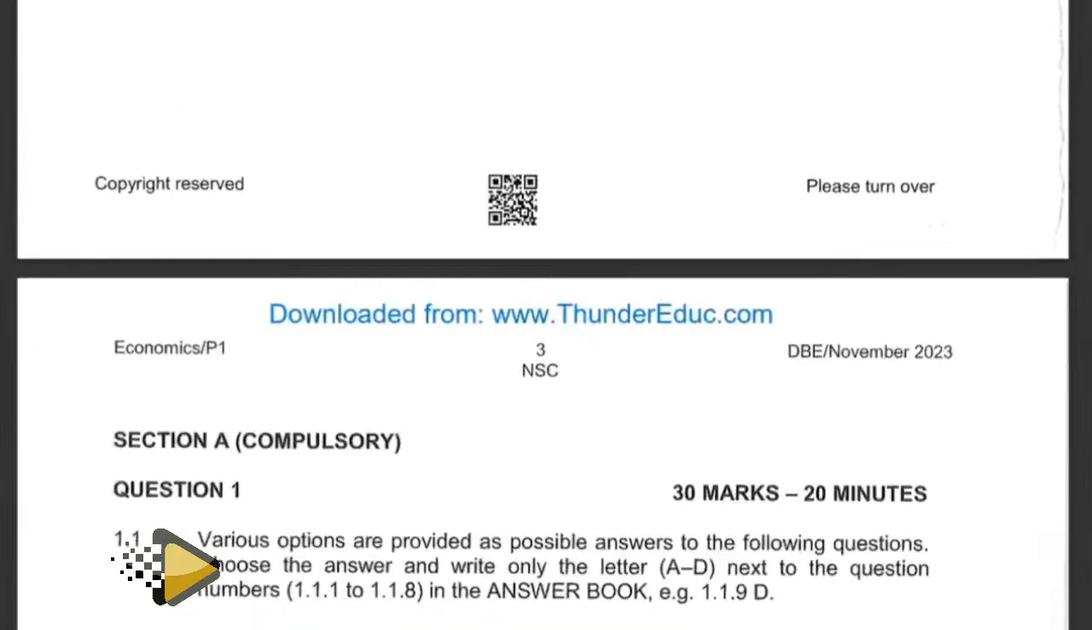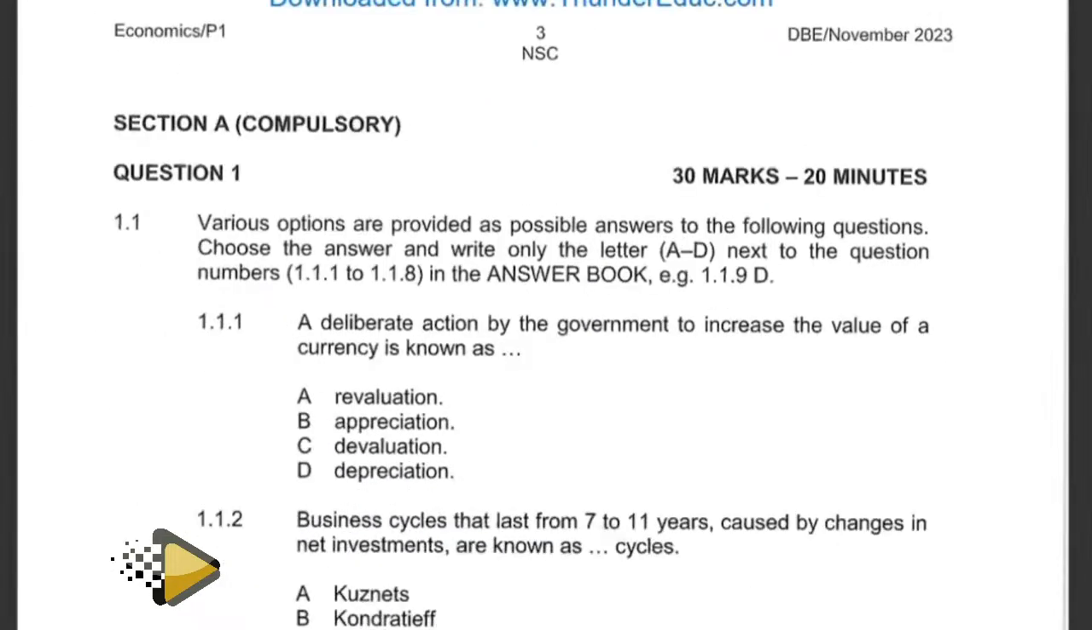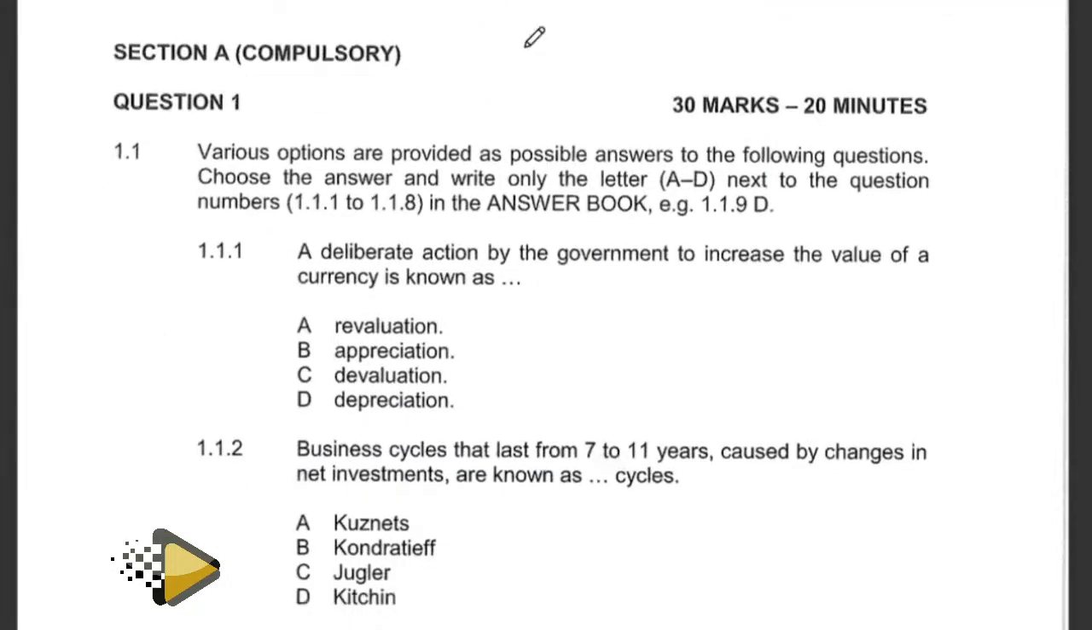Okay, right, grade 12. So now we have section A. As I said, section A is compulsory and it carries 30 marks, and the expectation is to spend a maximum of 20 minutes on this question. Make sure that grade 12s, you always time yourselves whenever you are answering economics questions. Okay, right. So now question 1 reads as follows.